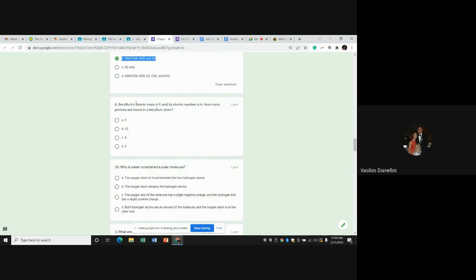All right. Then I like this little trick question. Beryllium's atomic mass is 9. Its atomic number is 4. How many protons are found in the beryllium atom? This question, the way it's written, is meant to trick you into thinking that you're going to have to do a basic math question, but the answer is actually right here. The atomic number is 4. And what you need to know is that the atomic number tells you how many protons there are. So the answer to this question is simply 4.